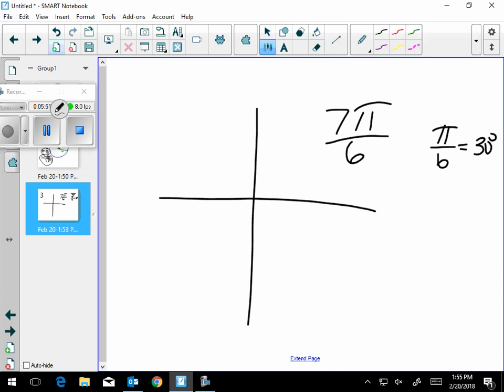So then, what's 7 pi over 6s? Well, it's 7 sets of 30. 210 degrees. Does that make sense? So there's 180. 210 will be a little bit further. So it's like there. But that's thinking in degrees. I'd love to get you thinking in radians.